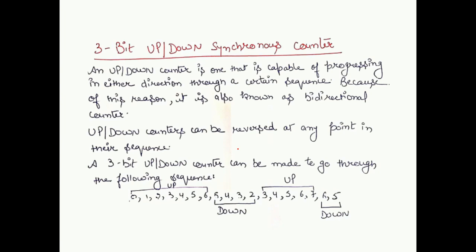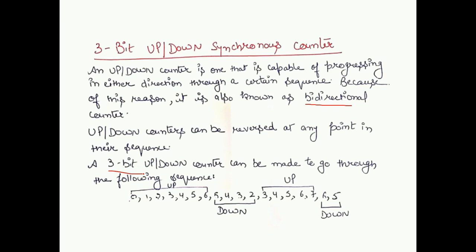So first of all, what is an up-down counter? A counter which can count in both directions, increasing or decreasing orders. That is why it is also known as a bidirectional counter. So with the help of a 3-bit up-down counter, we can count in increasing order, that is 0, 1, 2, 3, 4, 5, 6, 7, or in the decreasing order 7, 6, 5, 4, 3, 2, 1.